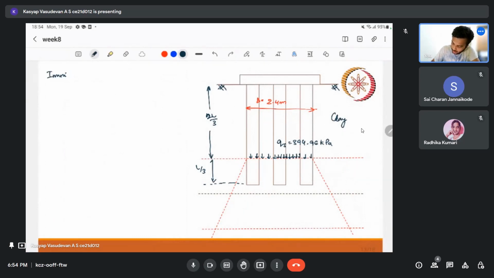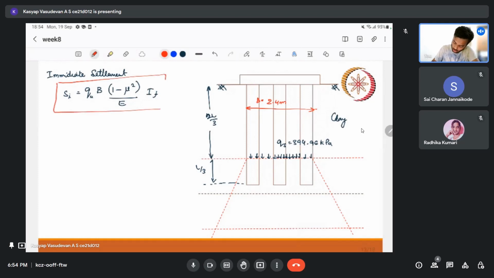Okay, my handwriting is not that impressive. Immediate settlement, that is SI. This is the most popular equation based on elasticity. We all know q B into (1 minus mu square) by E into the influence factor. Okay, so this is a famous equation. Here q is the applied load, that is our 394. So let us substitute the values.